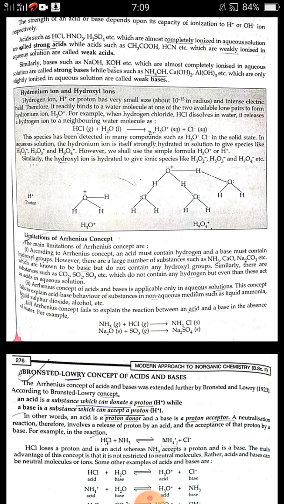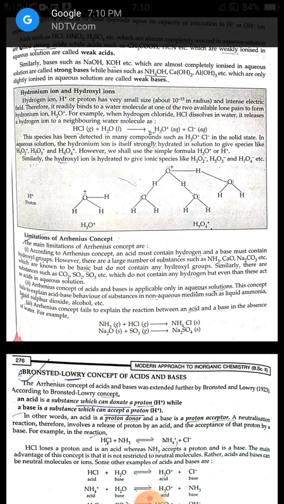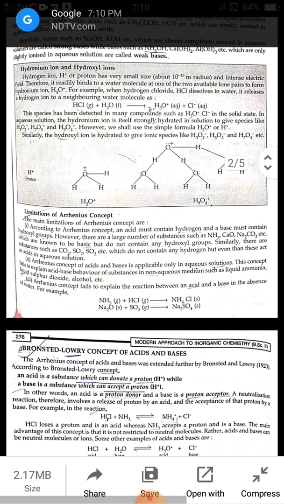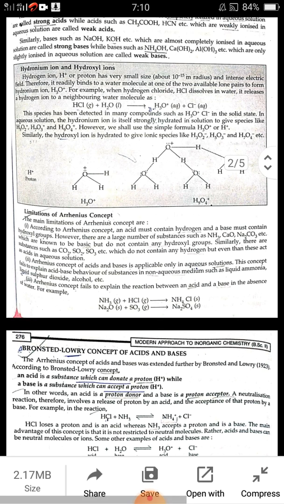Then what are the limitations of the Arrhenius concept? First, according to the Arrhenius concept, an acid must contain hydrogen and a base must contain a hydroxyl group. But there are many substances like ammonia, calcium oxide, sodium carbonate. They do not contain hydroxyl groups, but they behave as bases. Similarly, there are substances like carbon dioxide, SO2, SO3, etc. They do not contain hydrogen, but they act as acids. So this cannot be explained by the Arrhenius concept.